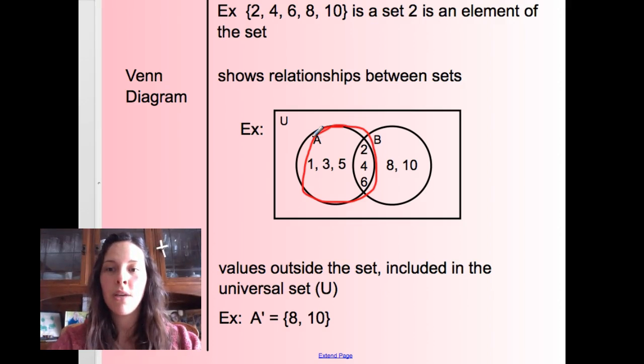Looking at set B, 8 and 10 are in set B, they are not in set C. And then of course these overlapping circles right here, 2, 4, and 6, are in both sets.